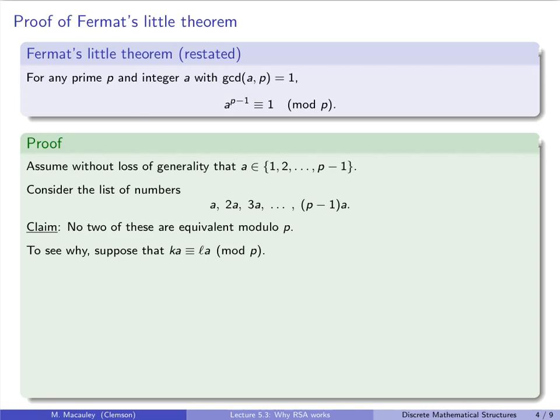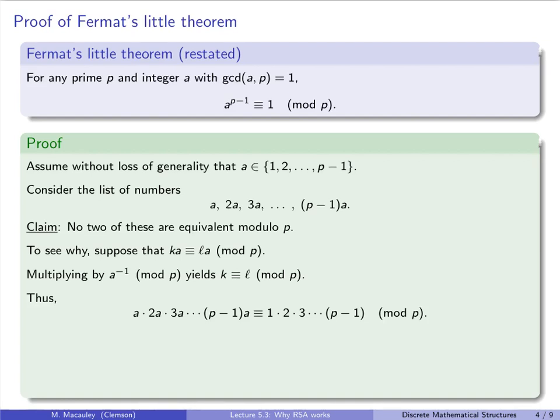But let's first see why no two of these are equivalent mod P. And it's actually a very simple argument. Suppose that two of them were. Suppose that Ka is equivalent to La mod P. Then we can multiply both sides of this equation by the multiplicative inverse of A to get that K is equivalent to L mod P.